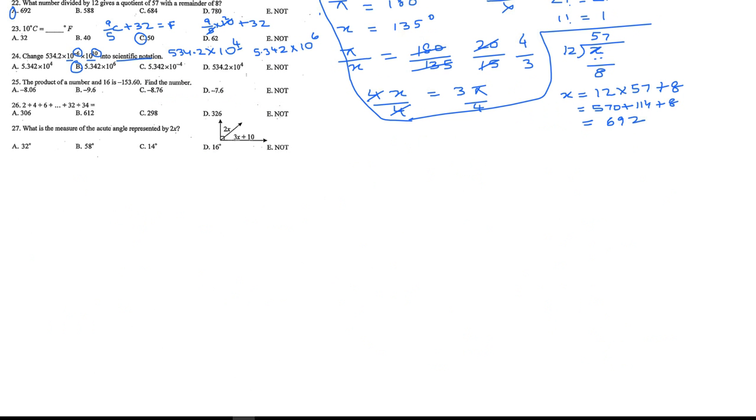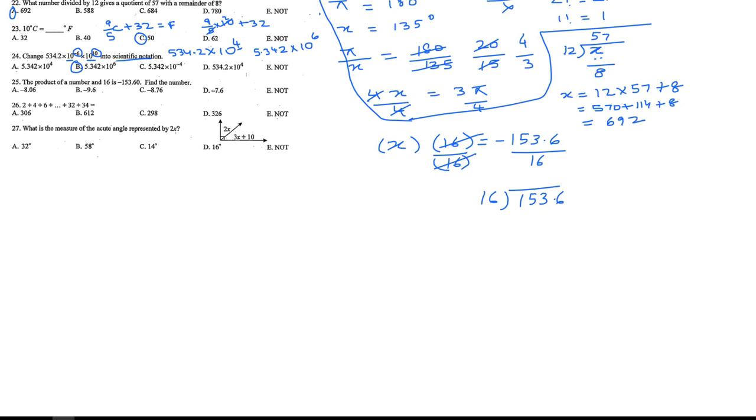Question 25. The product of a number and 16 is minus 153.6. Find the number. So let that number be equal to x. So x times 16 is equal to minus 153.6. So in order for us to find x, we will divide both sides by 16. So this 16 cancels with the 16 in the numerator. So x is nothing but minus 153.6 divided by 16. So let's divide 153.6 by 16, and then we'll take care of the minus sign later.